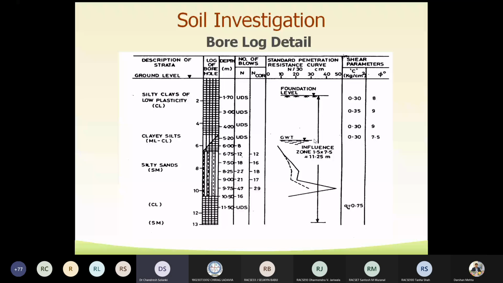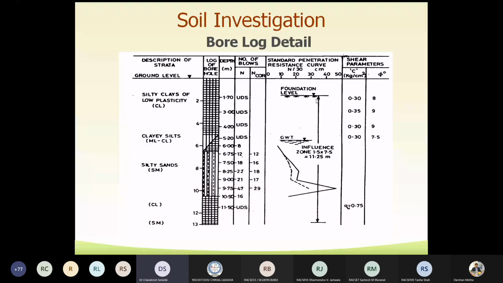What is the position of the groundwater table? As explained to you, we are required to go for the minimum depth of exploration equivalent to 1.5 times the width of the footing. So 1.5 times the width of the footing is 1.5 into 7.5, that is 11.25 meter below the foundation level.